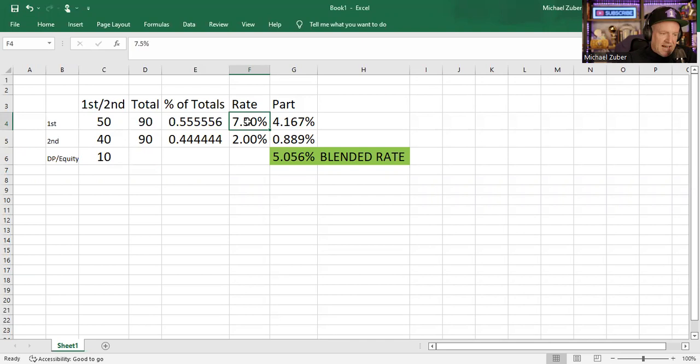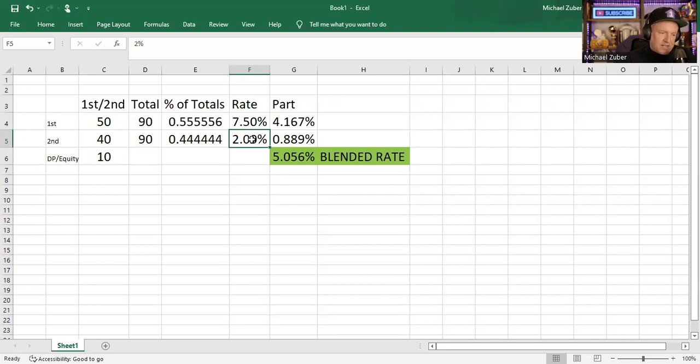So this again is trying to answer what is the blended rate of my debt. So in this case, we're going to get a first mortgage from Velocity or someone else at 7.5%. So the impact of that debt, because you take 7.5 times 55.5%, you get an effective portion of 4.167. In this case, we have a 2% interest rate on the second, which again is 44.4%. Multiply that out, you're getting a 0.8%. So again, you simply add those numbers together and you get a blended rate just over 5%.